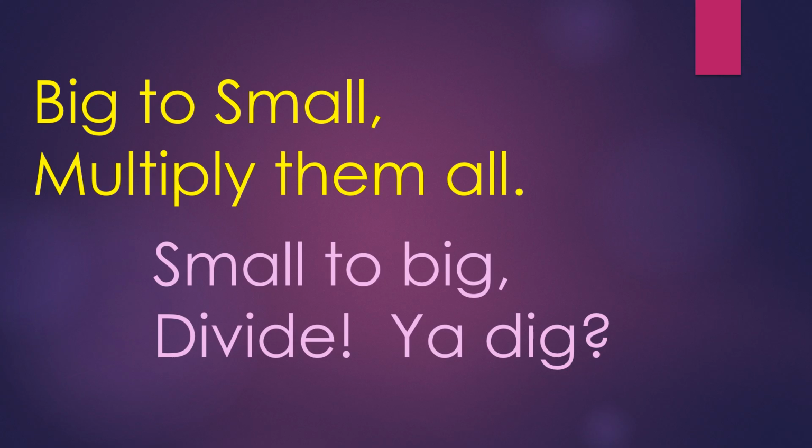So what that means is if I'm going from a bigger unit, such as a ton, to a smaller unit, such as a pound, I need to multiply. But if I'm going from a smaller unit, such as an ounce, to a bigger unit, such as a pound, I need to divide. Let's see how this works.